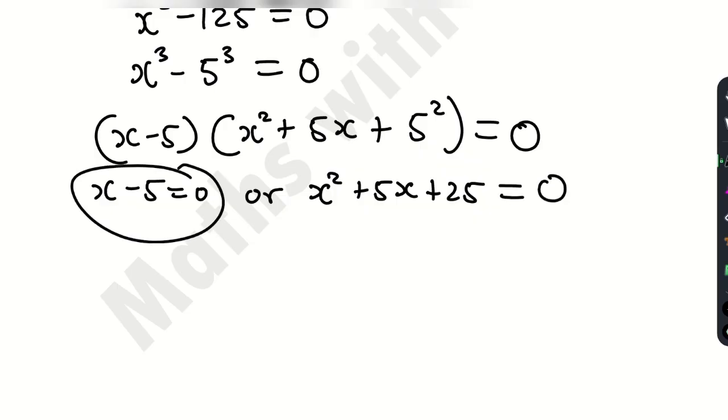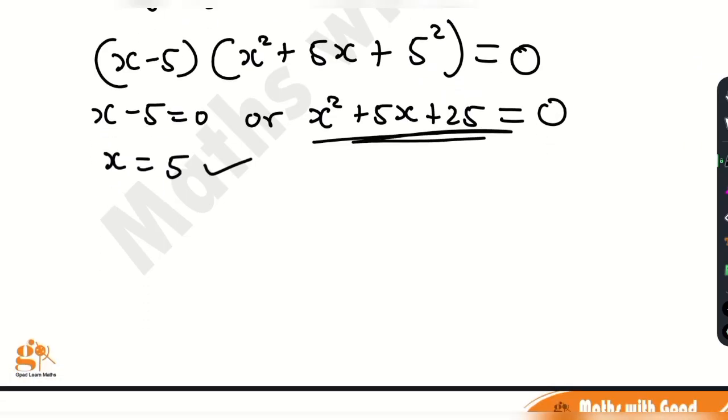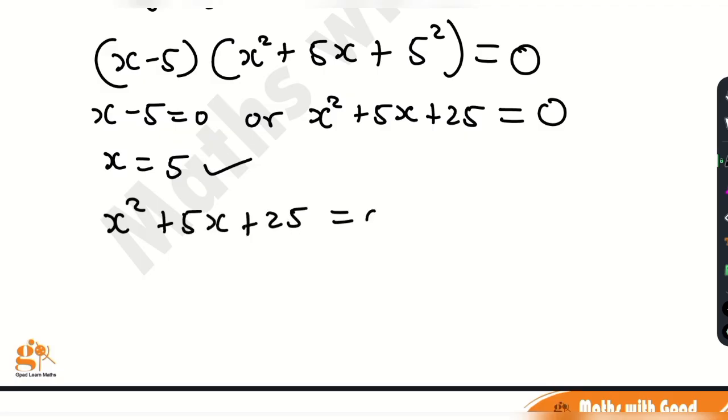So if I move negative 5 from this equation to the right-hand side, I'm going to have positive 5. So x is equal to 5. This is one of the values of x. Let's get the other values of x. So let me bring this equation down here: x squared plus 5x plus 25 is equal to 0.